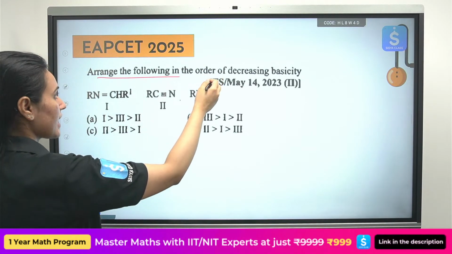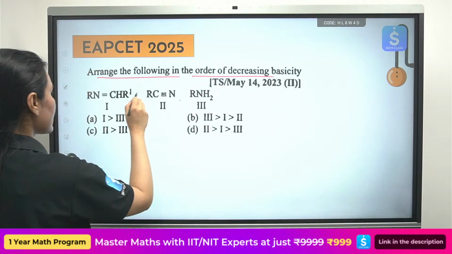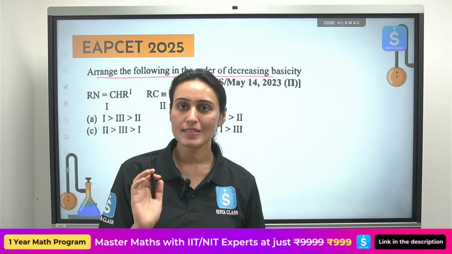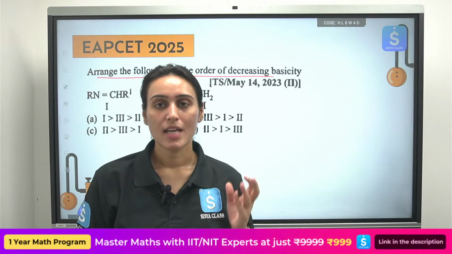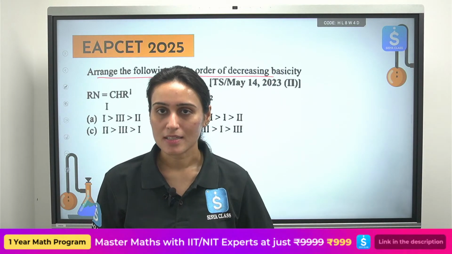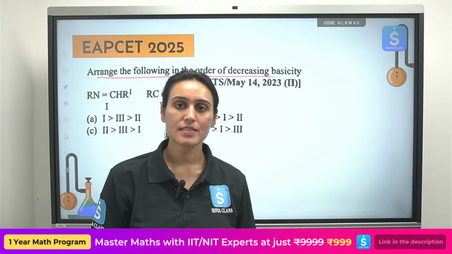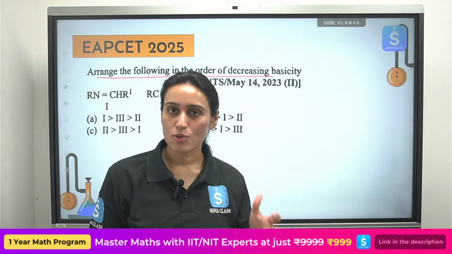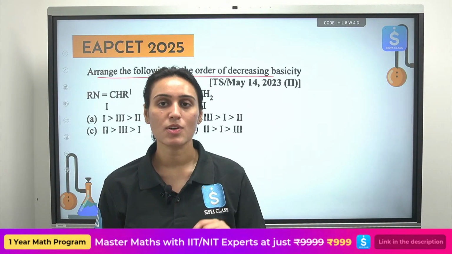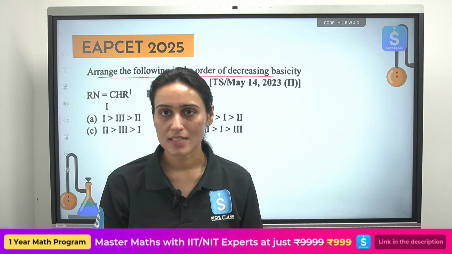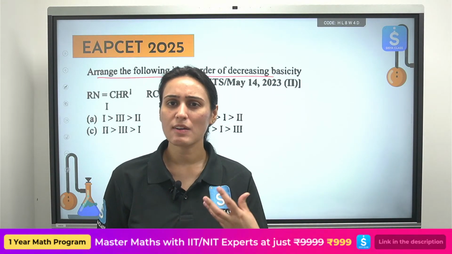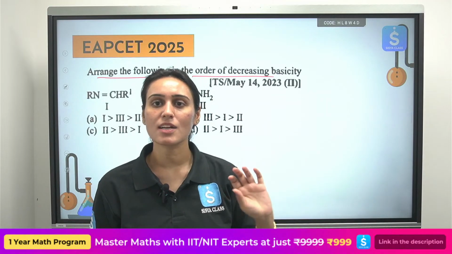Arrange the following in the order of decreasing basicity. How do we compare basicity? We have learned this thing in GOC also, if you remember. In order to compare the basic strength, you have to see how easily we can donate the lone pair of electrons. If the lone pair of electrons are easily available on us and we have the tendency to donate it as well, we will consider it to be a stronger base. We will consider the basicity to be high.